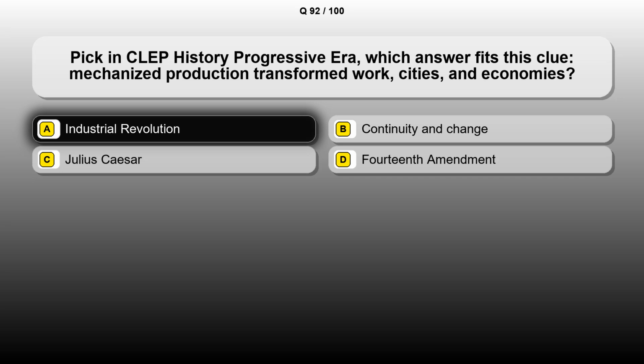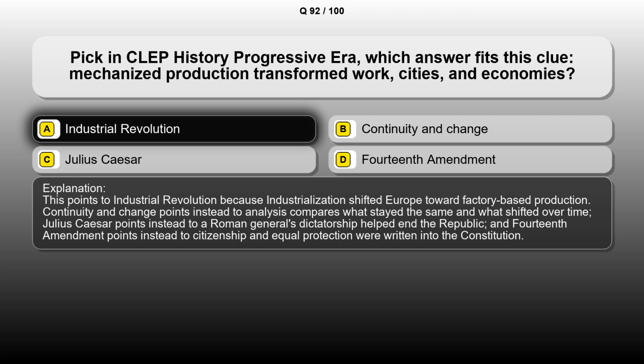The correct answer is option A, Industrial Revolution. This points to Industrial Revolution because industrialization shifted Europe toward factory-based production. Continuity and change points instead to analysis that compares what stayed the same and what shifted over time. Julius Caesar points instead to a Roman general's dictatorship that helped end the Republic, and 14th Amendment points instead to citizenship and equal protection being written into the Constitution.